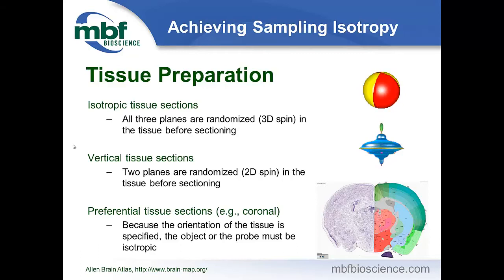If you see a top spinning, it means that you had to go through the trouble of randomizing 2 planes of your tissue section. And if you see the spinning beach ball, it means that you actually had to spin your tissue, and so it's random in 3 planes.